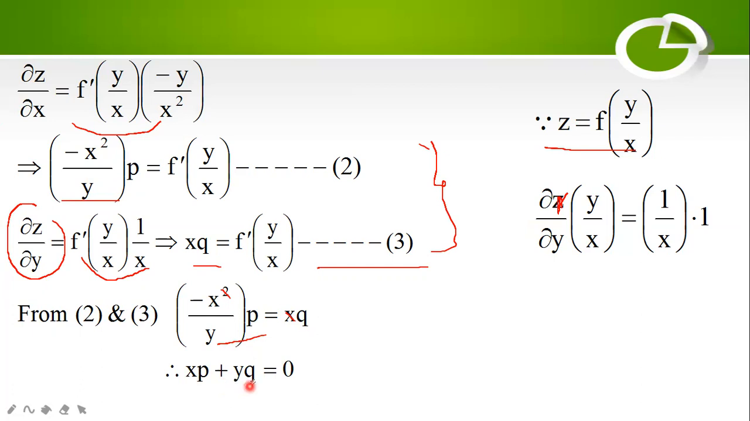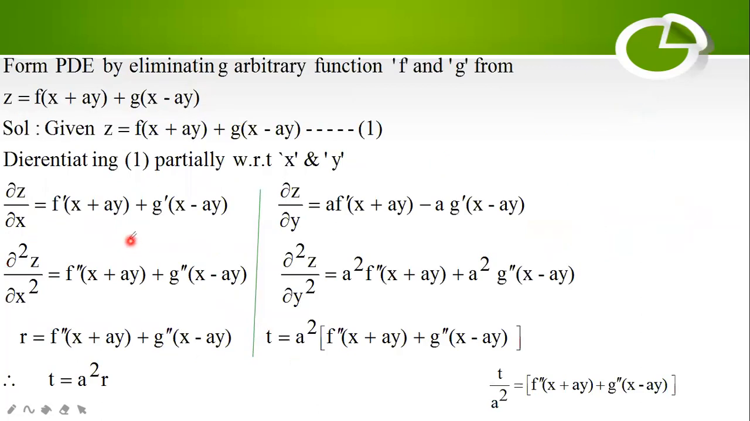Therefore, x p plus y q equal to 0 is the required partial differential equation. See one more example. Form the partial differential equation by eliminating arbitrary functions f and g from the given equation z equal to f of x plus ay plus g of x minus ay. In the last two problems, only one arbitrary function was given. In this, we have to eliminate two functions f and g. So anyway, we have to differentiate partially with respect to x and y.